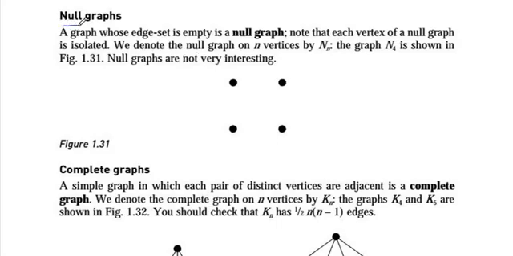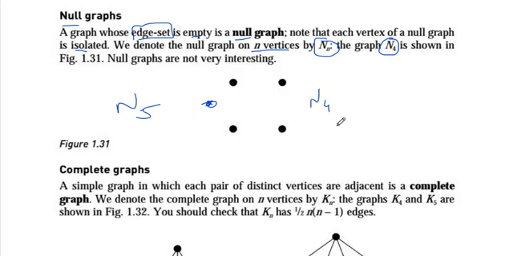As the word says, null means zero. A null graph means a graph whose edge set is empty, not the vertex set, the edge set. There is no edge in the graph, that's why it's called null. Each vertex of a null graph is isolated. We can denote the null graph of n vertices by N n. If the number of vertices is 4, this is N 4. If it is 5, it becomes N 5. So null means N, and the subscript is the number of vertices.